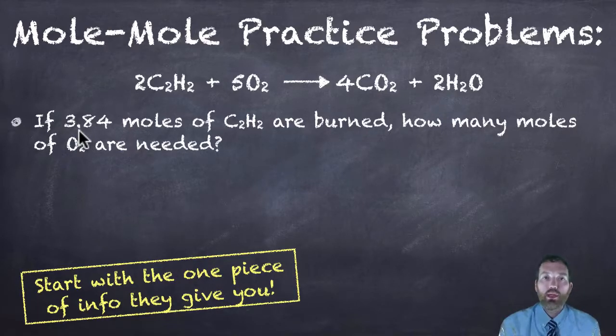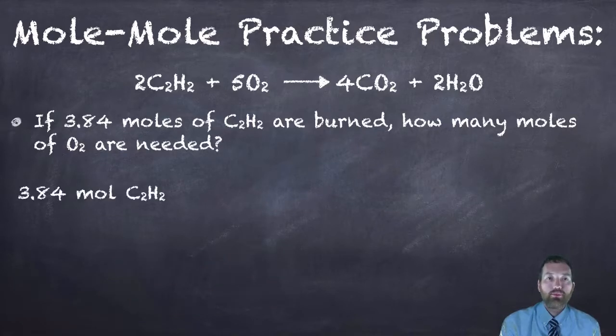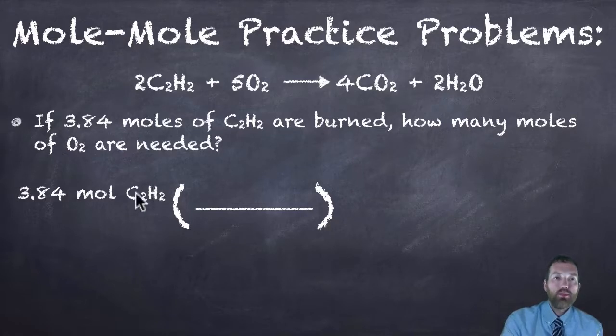That's when you need the stoichiometry to solve these. Okay, so we're going to start with the 3.84. We're going to set up a bracket. Now I want moles of C2H2 on the top to cross off with moles of C2H2 on the bottom, and I want to turn it into moles of oxygen. That's what they're asking us for. How many moles of oxygen are needed?